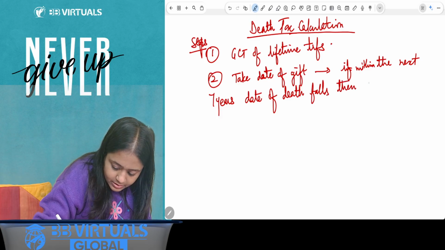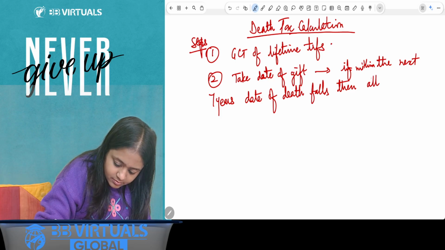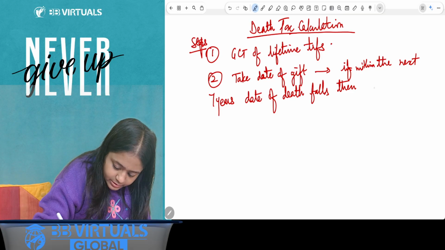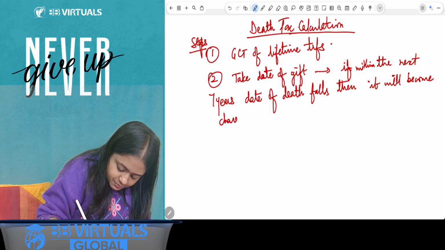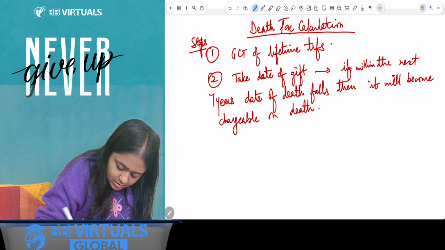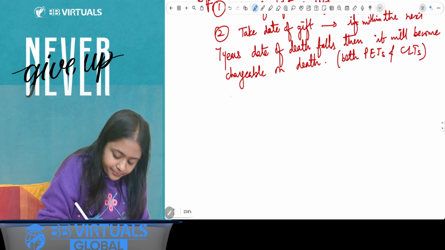then all PETs will become chargeable on death. Okay, both PETs and CLTs. Don't forget that.